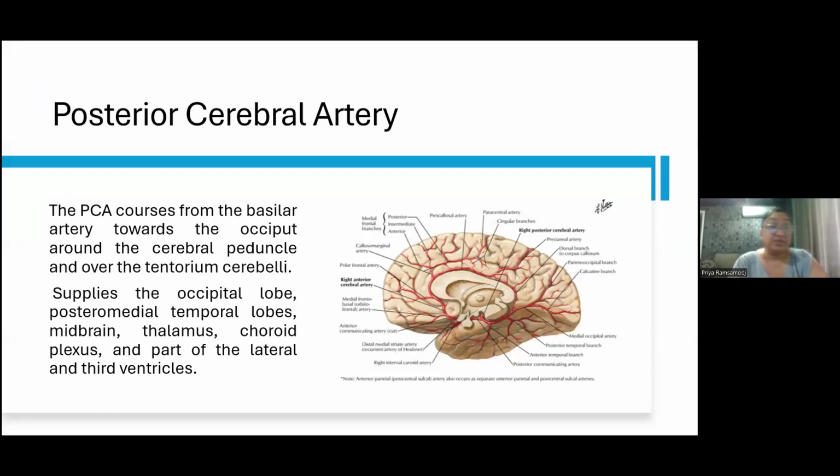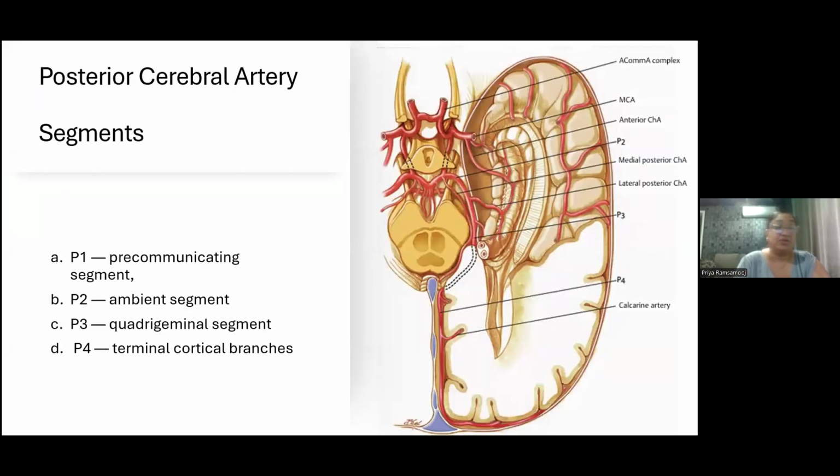On the terminal branches, the posterior cerebral artery. So the posterior cerebral artery courses, and you can see this is a right posterior cerebral artery. In a sense, it courses from the basilar artery towards the occiput around the cerebral peduncle over the tentorium. It supplies the occipital lobe, posterior medial temporal lobes, midbrain, thalamus, choroid plexus, and part of the lateral and third ventricles. And of course, we won't be talking anatomy unless we talk about segments and branches. So again, the posterior cerebral artery has 4 segments: pre-communicating segment, ambient segment, quadrigeminal segment, and terminal cortical branches, right?